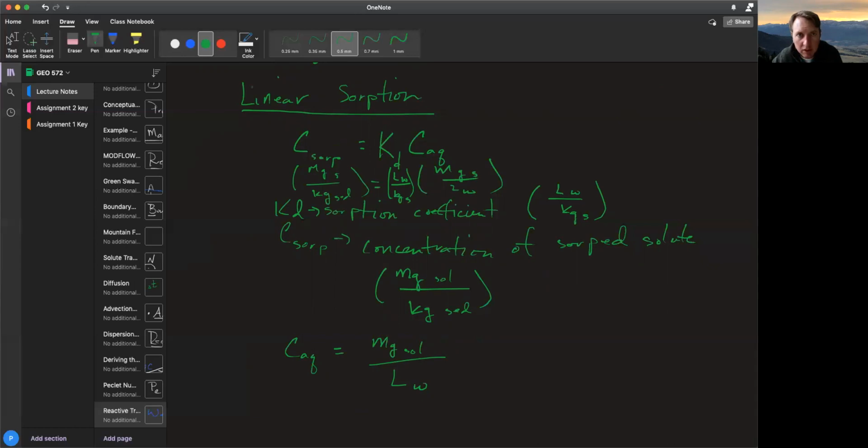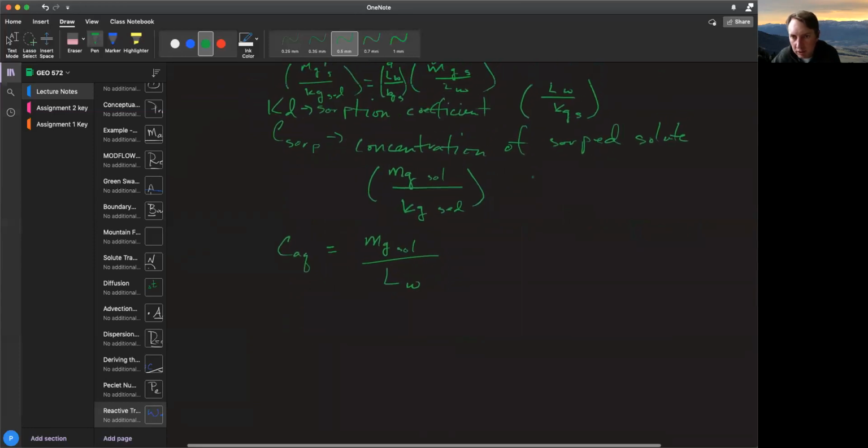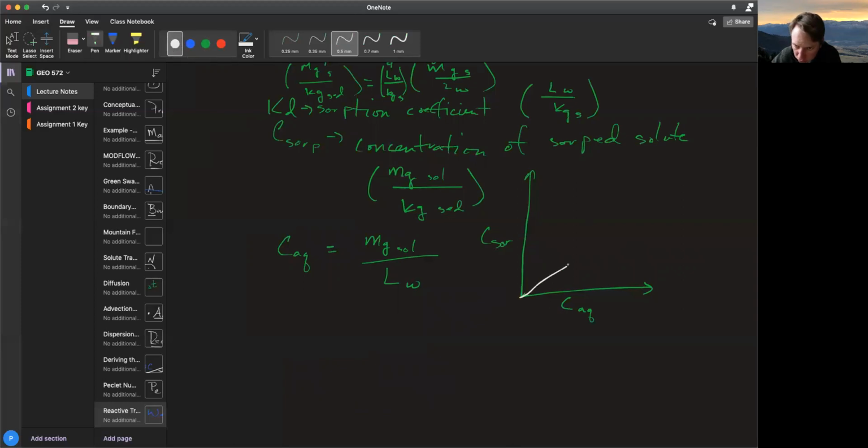All right. So this often gets called a linear sorption isotherm. And basically it just means that if we were to plot here's C aqueous and here's C sorbed, our line would look like a straight line. So the more we have dissolved in the water, the more we're going to have sorbed, and the slope of this line is KD.